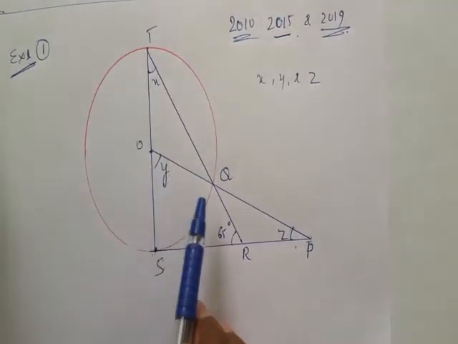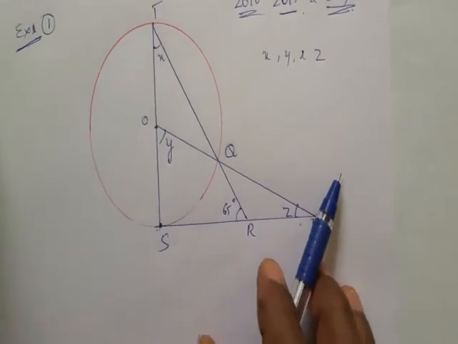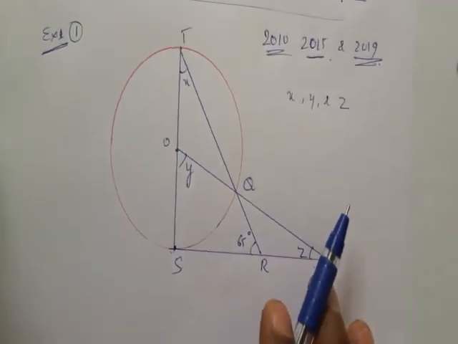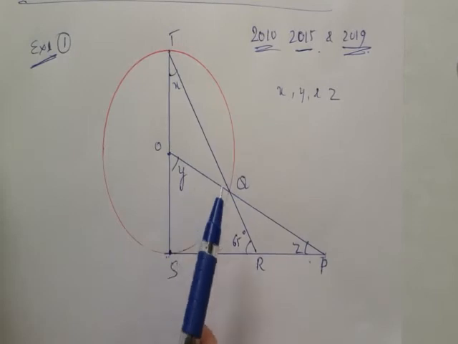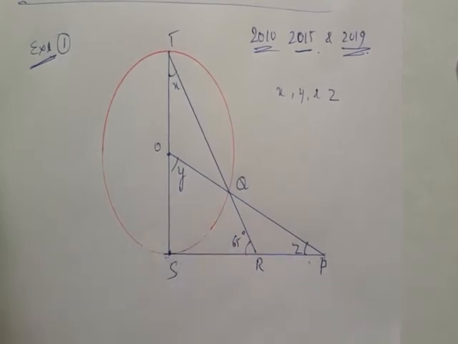This X angle, Y angle, Z angle. So let us use all the 8 theorems here. We need to use all 8 theorems. Remember, tangent problems are solved not only by 3 theorems, all 8 theorems. One by one we'll use.